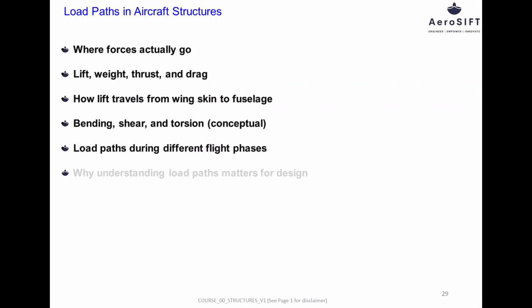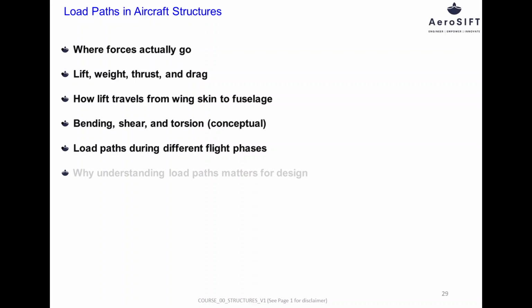Load paths change depending on what the aircraft is doing. In flight, aerodynamic loads dominate. Wings carry lift-induced bending and torsion. Tail surfaces carry stabilizing loads. During maneuvering and turbulence, inertial loads appear due to aircraft mass reacting to acceleration, or G loads. Engines, fuel, passengers, and cargo all contribute to inertial forces.